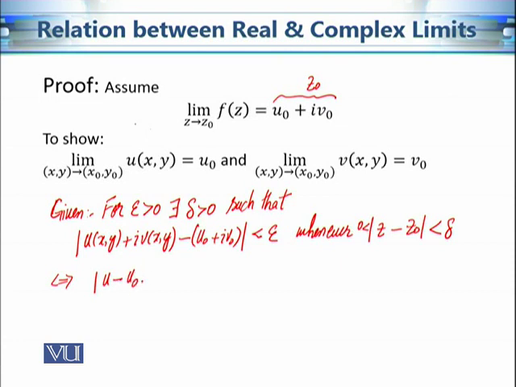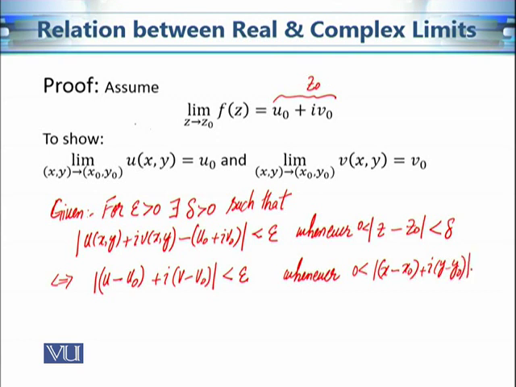So |u − u₀| + ι|v − v₀| less than epsilon whenever |x − x₀| + ι|y − y₀| is less than delta. So this is given. We are allowed to use this. Now let's see what we want to prove.